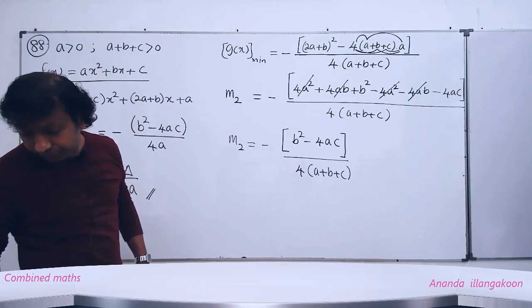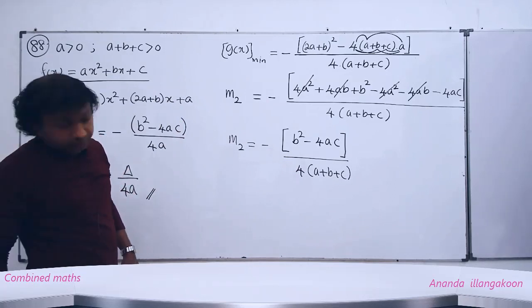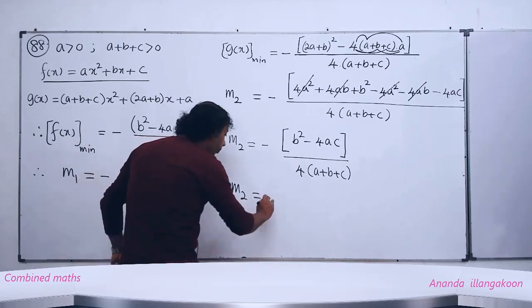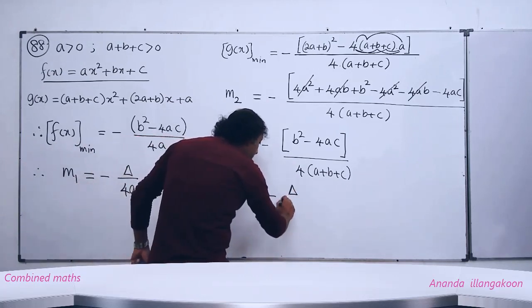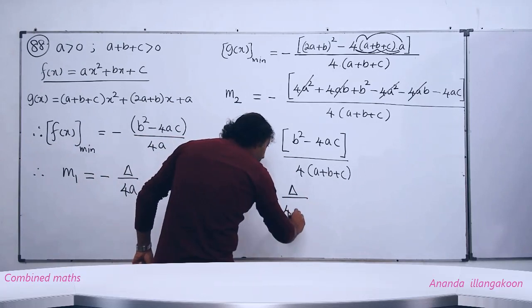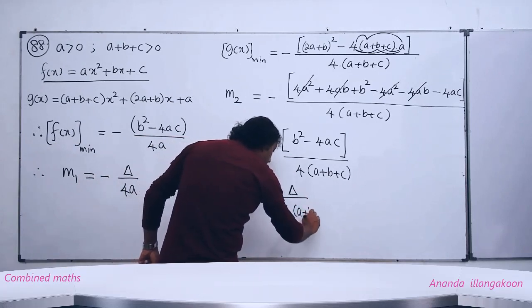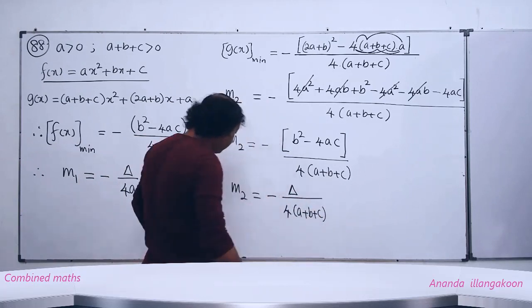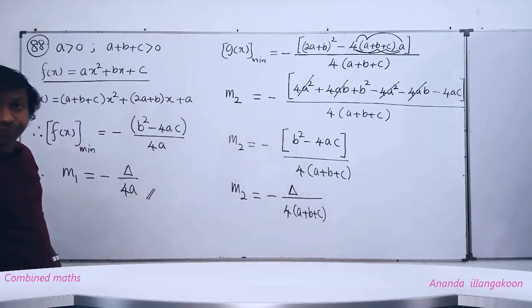Right? m2 is equal to minus delta upon 4 times a plus b plus c. And this is what we get for m2. Right?